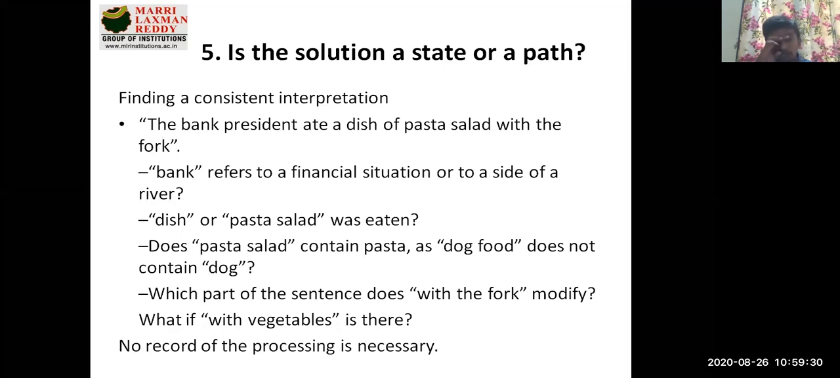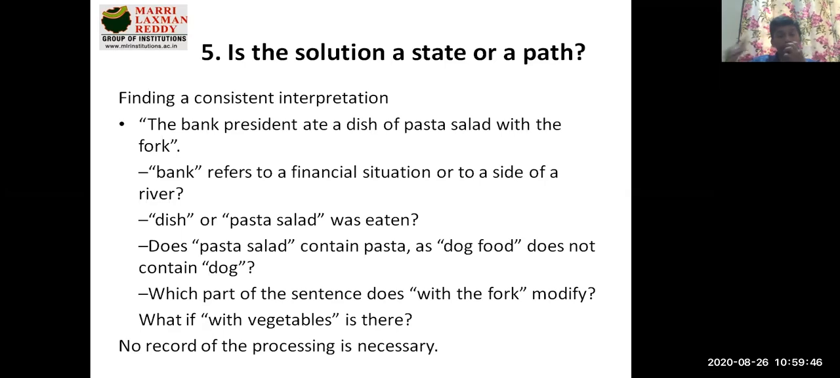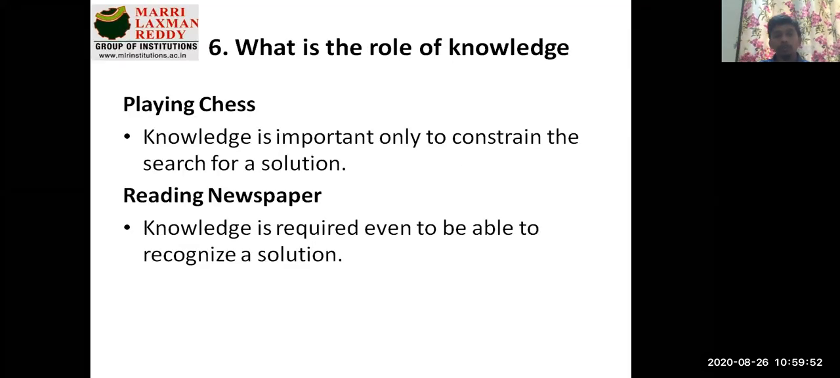So, is a solution a state or a path? As I said, you need to construct a tree or a graph, or have a representation of the step-by-step procedure to get a solution. You need to follow some state space, or follow some particular path. Then only will it be an effective solution, and it is called a characteristic of your problem.